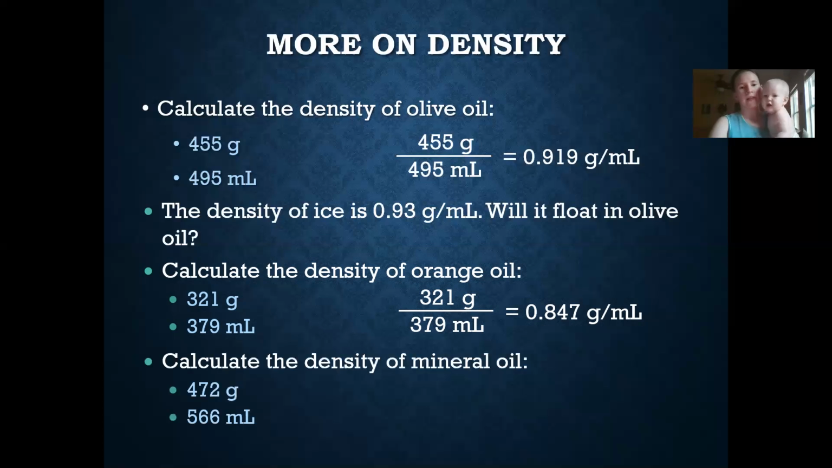Mineral oil, let's say you have 566 milliliters, you weighed it, and you found it to be 472 grams. So we're going to calculate that also. 472 grams over 566 milliliters equals 0.834 grams per milliliter. So that's how you calculate the density.